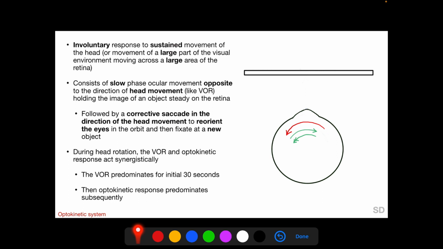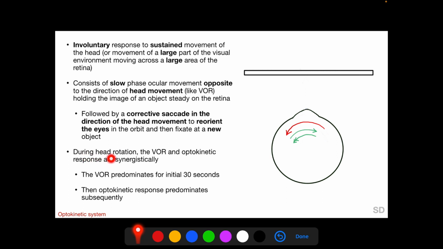The optokinetic response to either a sustained head rotation or movement of a large area of the visual space consists of two phases. There is a slow phase movement, which is like the VOR in that it takes place opposite to the direction of the head rotation, thus holding the image of an object steady on the retina. And this slow phase is followed by a corrective saccade in the direction of the head movement to reorient the eyes in the orbit to fixate at a new object.